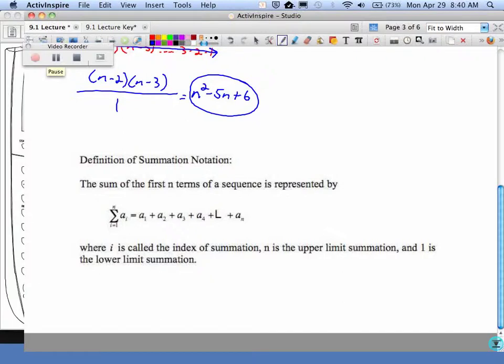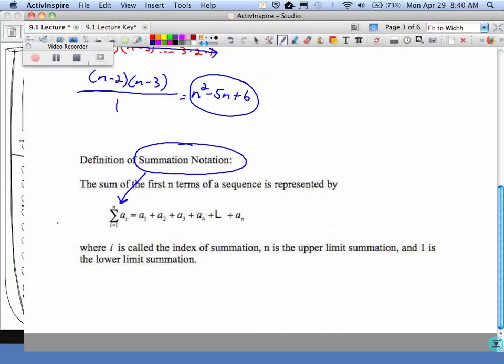Summation notation. The sum of the first n terms of a sequence is represented by the summation symbol, where i is called the index of the summation, n is the upper limit of summation, and 1 is the lower limit.